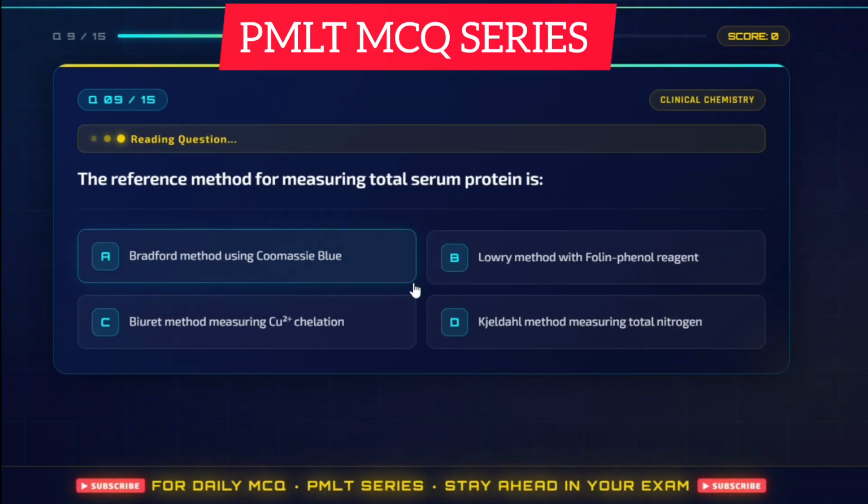The reference method for measuring total serum protein is A. Bradford method using Coomassie blue, B. Lowry method with phenol reagent, C. Biuret method measuring Cu2+ chelation, D. Kjeldahl method measuring total nitrogen.